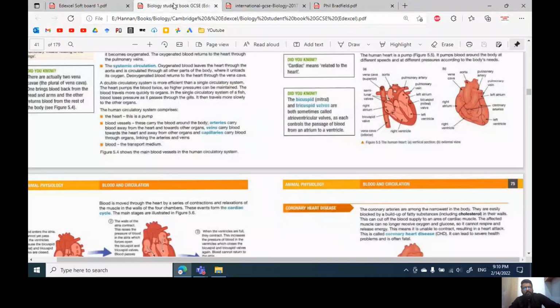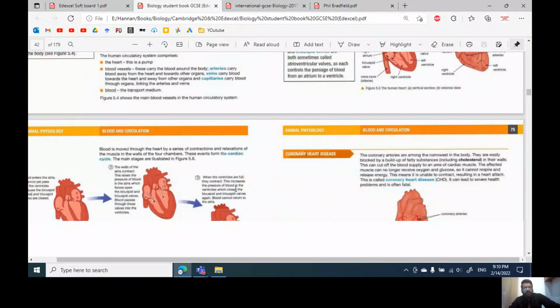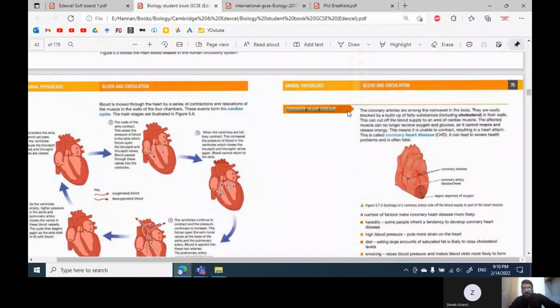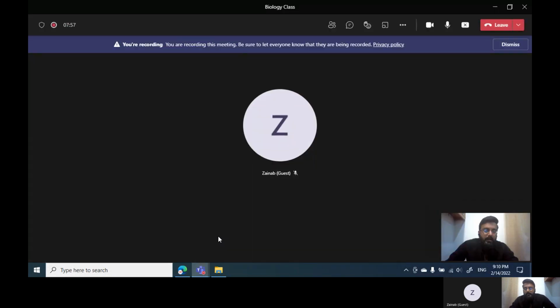Studying about the heart today. Today we are actually going to discuss the heart rate. But before that, let me tell you some more important things, especially about coronary heart disease. That is a disease when the heart does not get enough oxygen due to blockage of the artery, because the heart is an organ which itself needs oxygen.